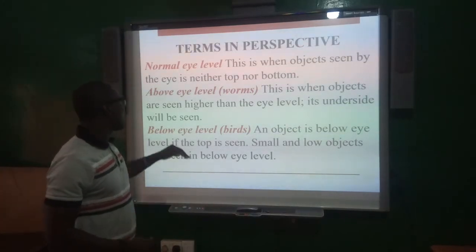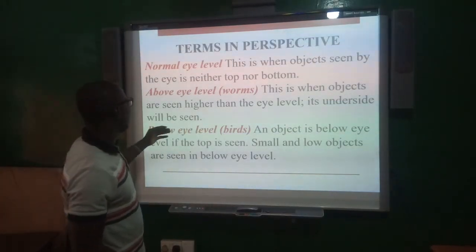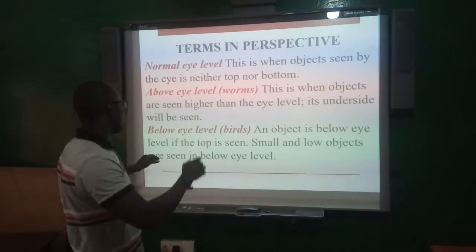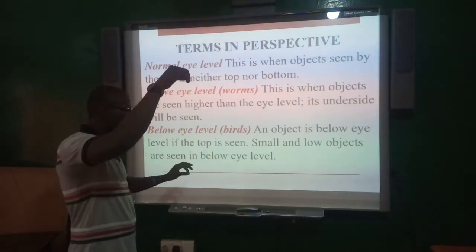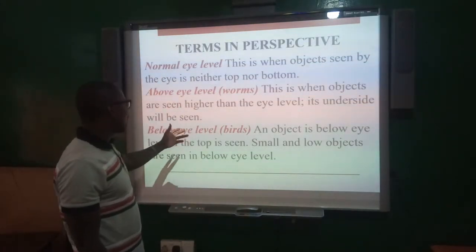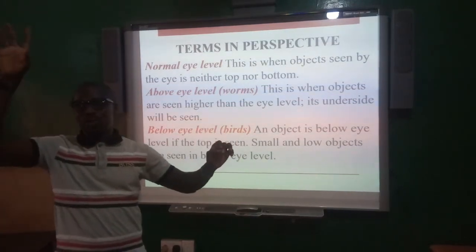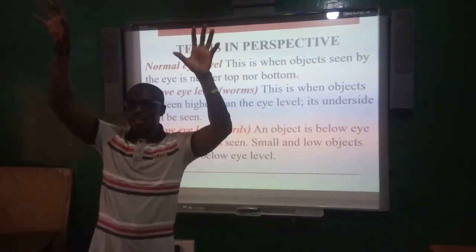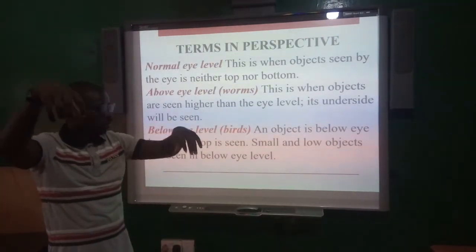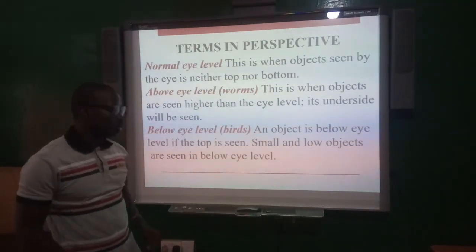So when it's above eye level, you see the underside, which is the bottom, but you wouldn't see the top. When it's below eye level, you see the top, but you wouldn't see the bottom. So below eye level, you can say it's a bird's view. You see birds when they fly in the sky, so they will see the top. So it has a bird's view.